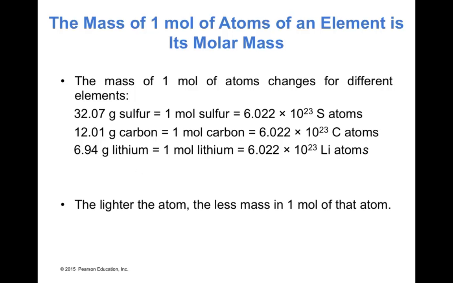The lighter the atom, the less mass in 1 mole of that atom. Okay, so if you have a lighter atom, that's going to have less mass because it's the lightest. So that's why you can see that here. The sulfur is a bigger one, so it's going to have a bigger mass for the same number of atoms.